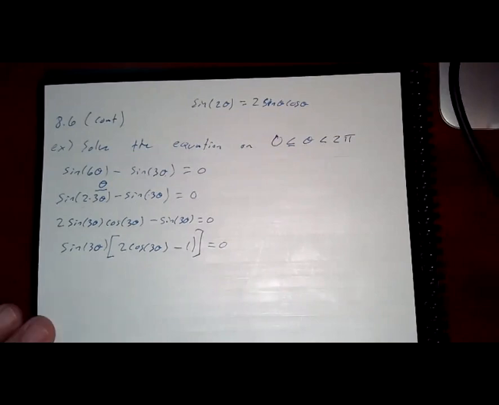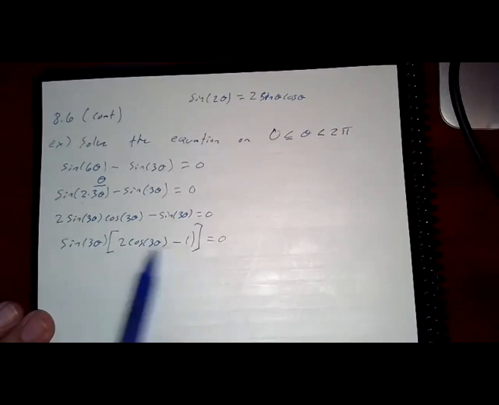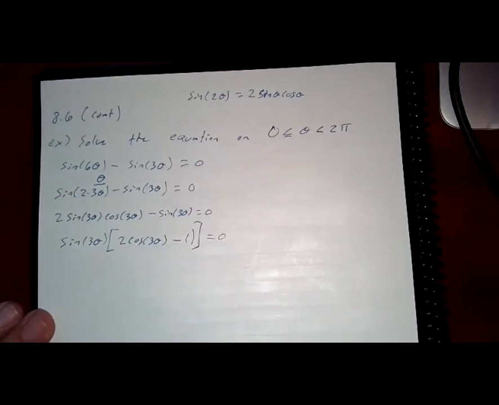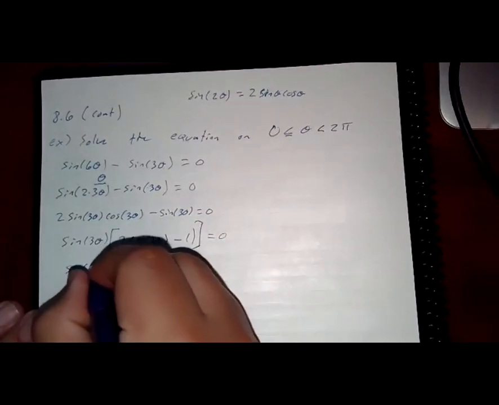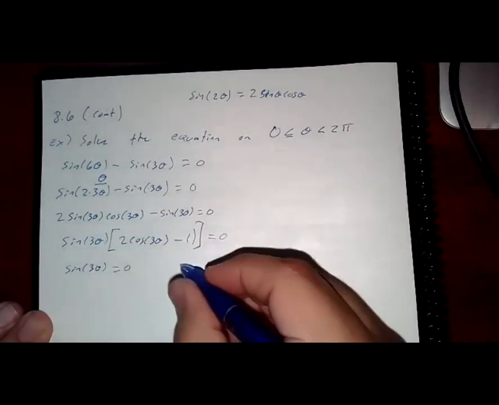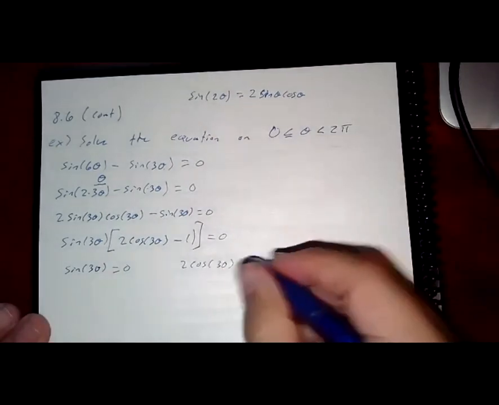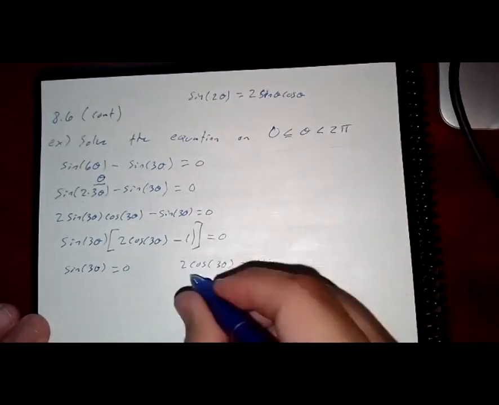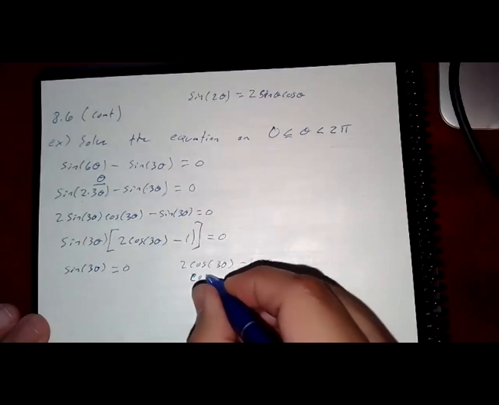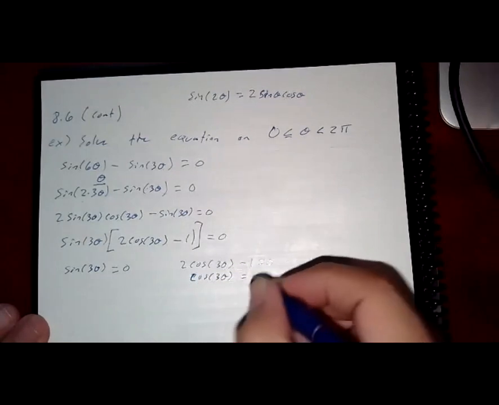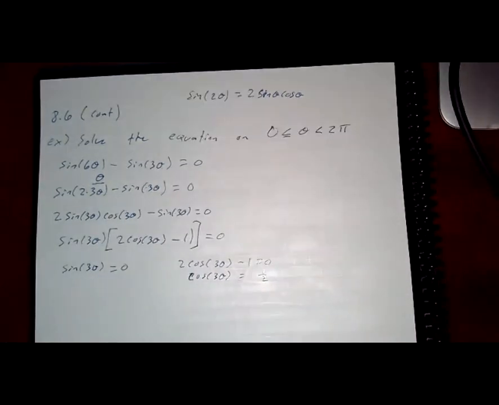All right, so remember, when you have a product of two factors equal to 0, you can use the zero factor property and set them each separately to 0, right? This would be what? Cosine 3 theta equal to 1/2. Sadly, these are triple angles, which means we'll probably have quite a few.